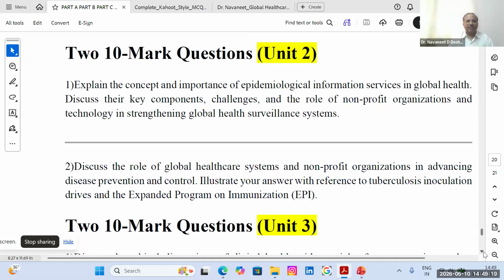The first question being, explain the concept and importance of epidemiological information services in global health, discuss the key components, challenges, and role of non-profit organizations and technology in strengthening the global health surveillance systems. The second question being, discuss the role of global healthcare systems and non-profit organizations in advancing the disease prevention and control. Illustrate your answer with references to tuberculosis inoculation drives, and the Expanded Programme on Immunization, the EPI.